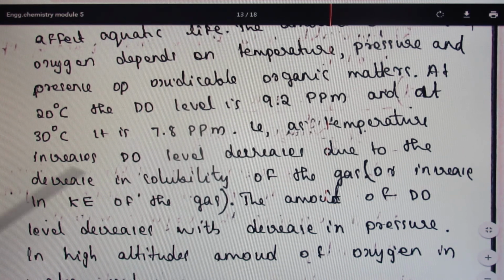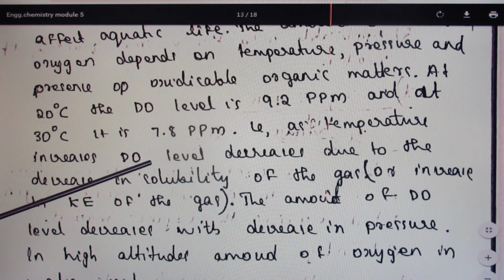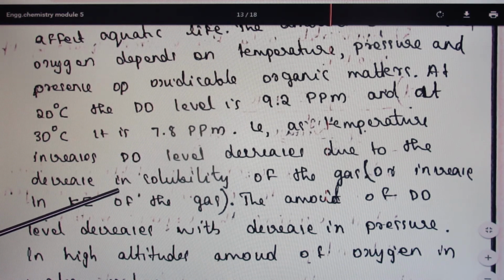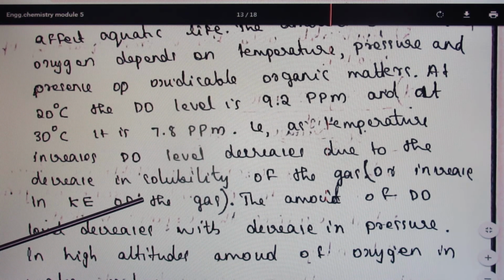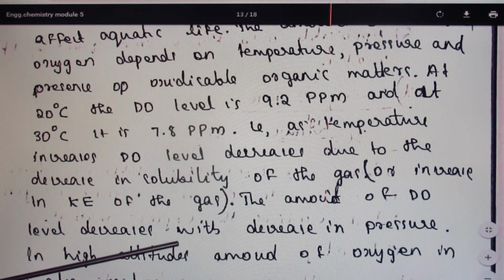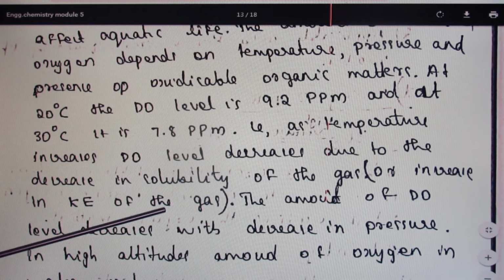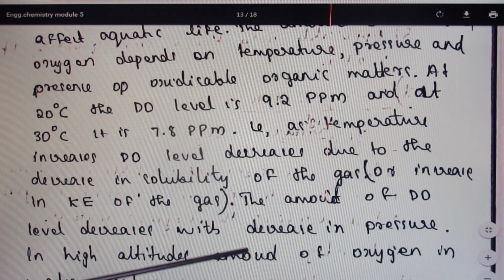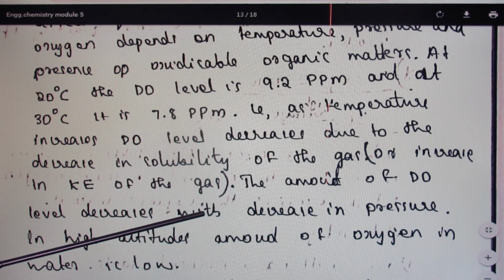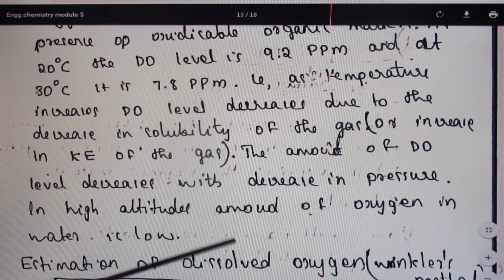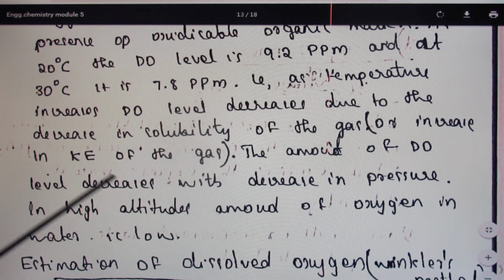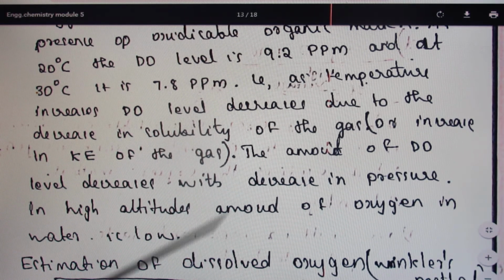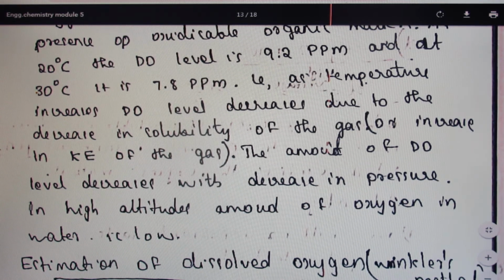So as temperature increases, the dissolved oxygen level decreases because the solubility of the gas decreases. At the same time, the kinetic energy increases, so as temperature increases, movement of the particles increases. The amount of dissolved oxygen also decreases with a decrease in pressure. At high altitude, the amount of oxygen in water is low.